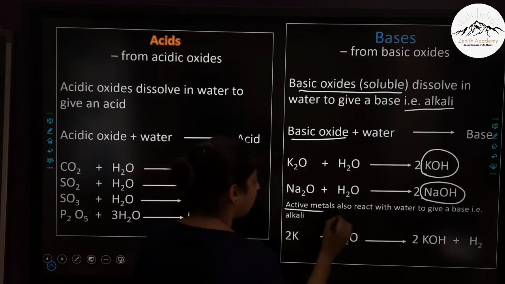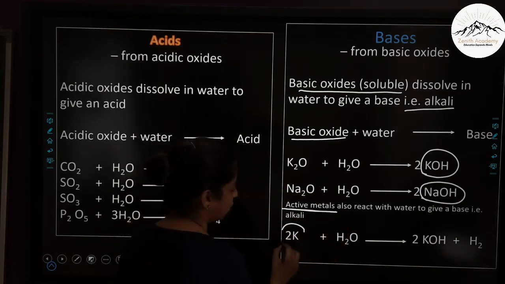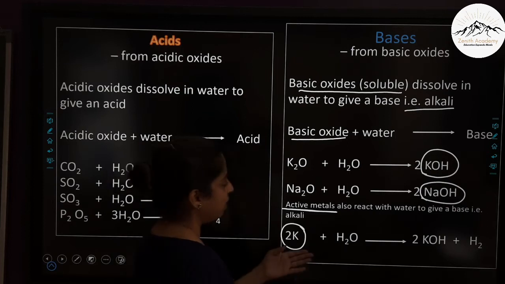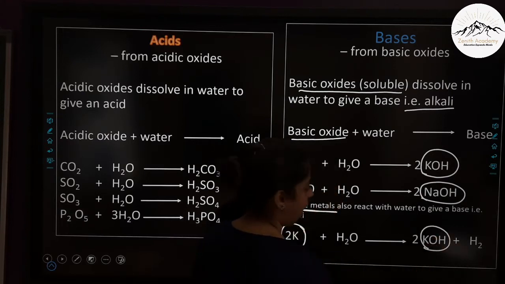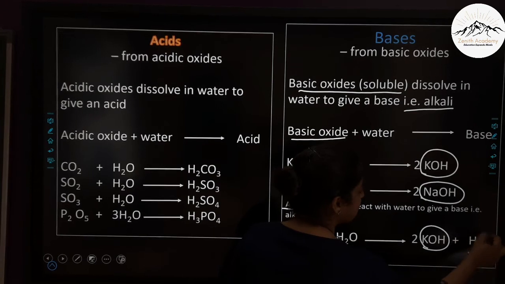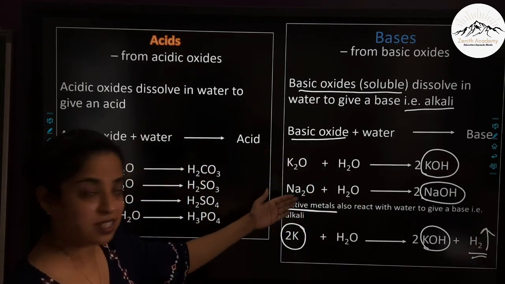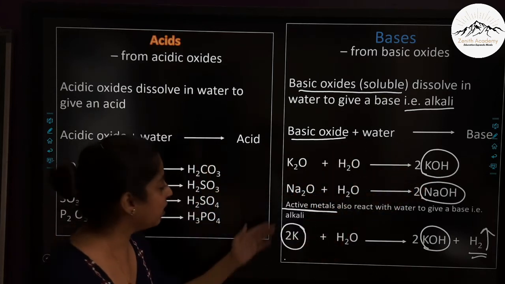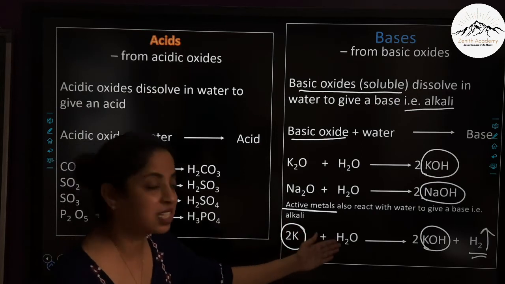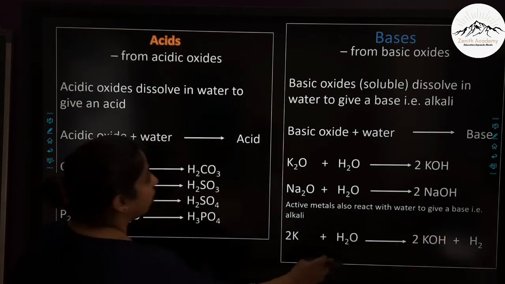Now active metals, metals that are high in the activity series like potassium, okay, they react directly with water to form base, that is an alkali KOH, and hydrogen gas is released. So you can say that basic oxides react with water to form base, which are alkalis. Even the active metals like potassium react directly with water to form base and hydrogen gas.